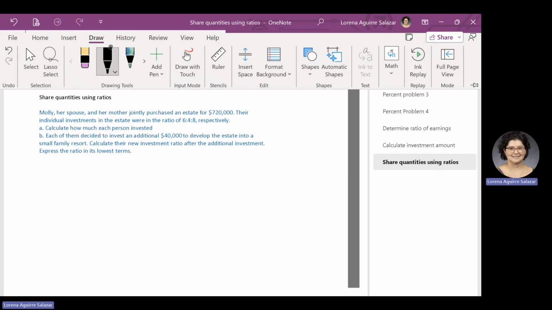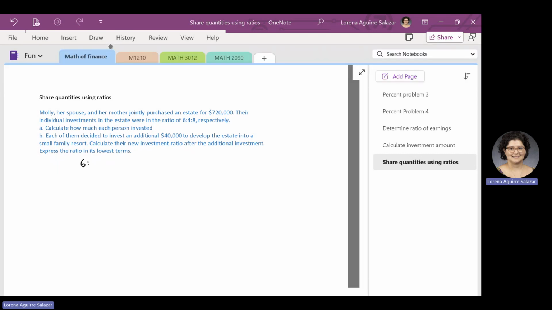To work with this problem, we need to work with the ratio 6:4:8. The ratio 6:4:8 is equivalent to the ratio 6 divided by 2 to 4 divided by 2 to 8 divided by 2. Two ratios are equivalent if one of them is obtained from the other by multiplying all terms by the same non-zero constant. In this case, we divided 6 by 2. In other words, we multiplied 6 by 1/2. Same with 4, same with 8, and we obtained 3 to 2 to 4.